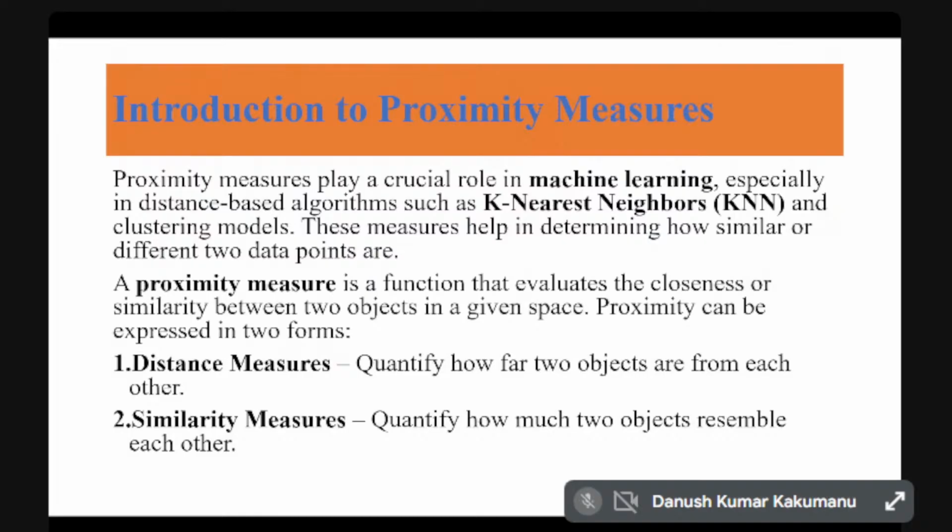Read it once, I will show you the video. I will ask one student. She should tell which type of proximity measure is used in the video.